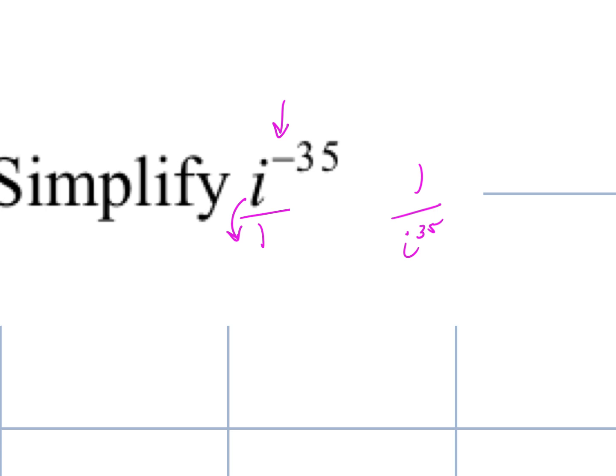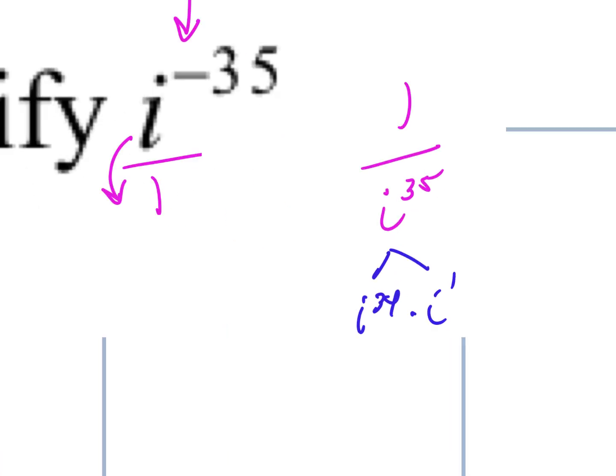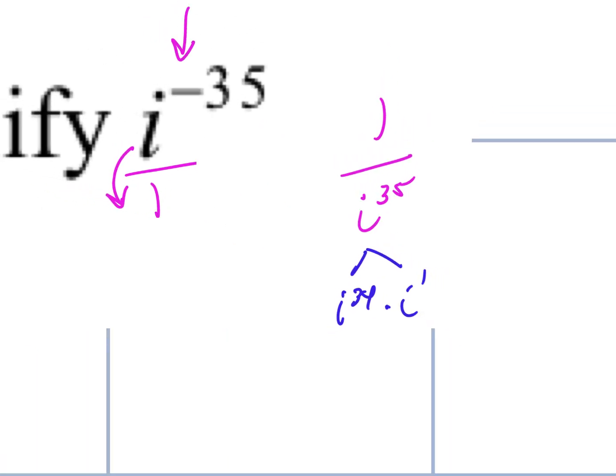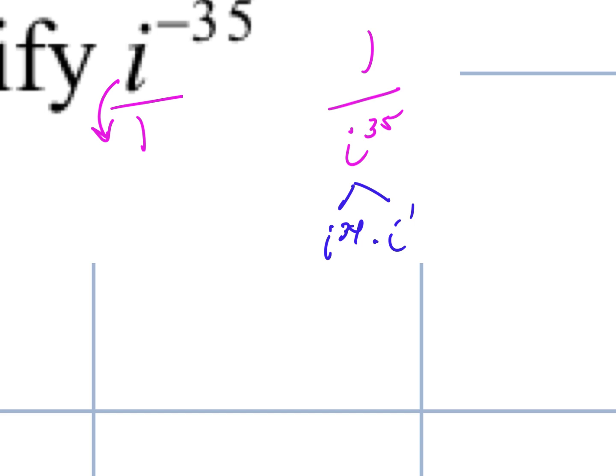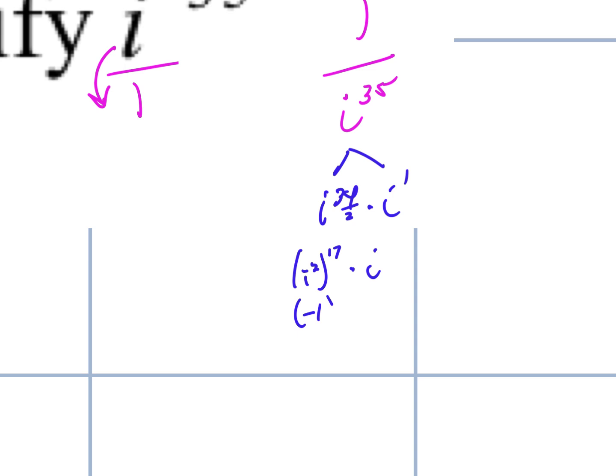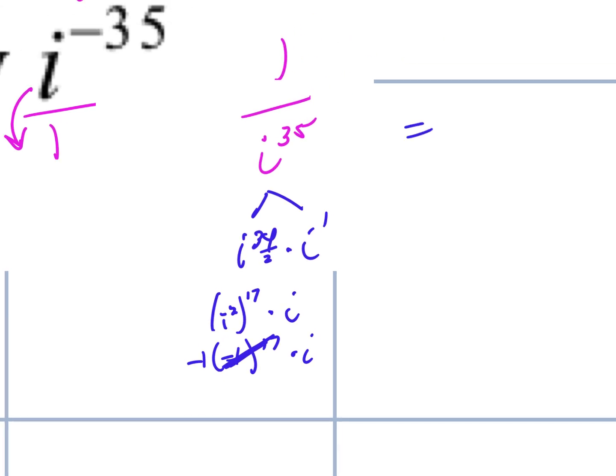Now we're going to split up 35 to i to the 34th times i to the first. You want to go to an even exponent, so then you can write your i in terms of i squared, negative 1. So now I'm going to write this in terms of i squared. So I have i squared, take 34 and divide it by 2, to the 17th power times i to the first power. So I have negative 1 to the 17th power times i. Well, any number that's negative and you raise it to an odd power is going to stay negative. So it's negative 1. So I am left here with 1 over negative i.